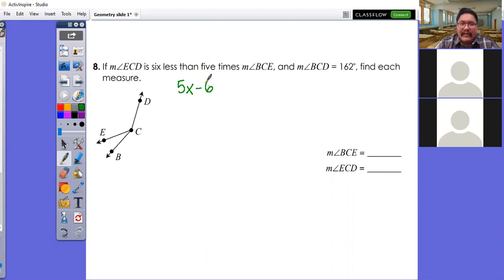Or you would say, my brother is 3 years less than mine, right? So whatever your age is, it's going to be minus 3 from it. That's kind of what it looks like when you write it down. Now I'm going to go ahead and use X because it says ECD times BCE and BCD. So BCD is 162. I'm going to put that here, find each measure.